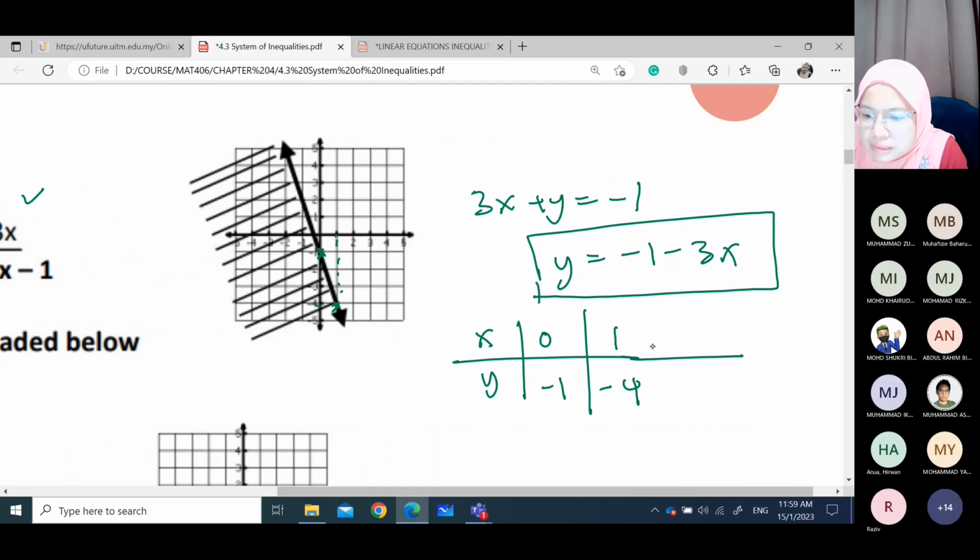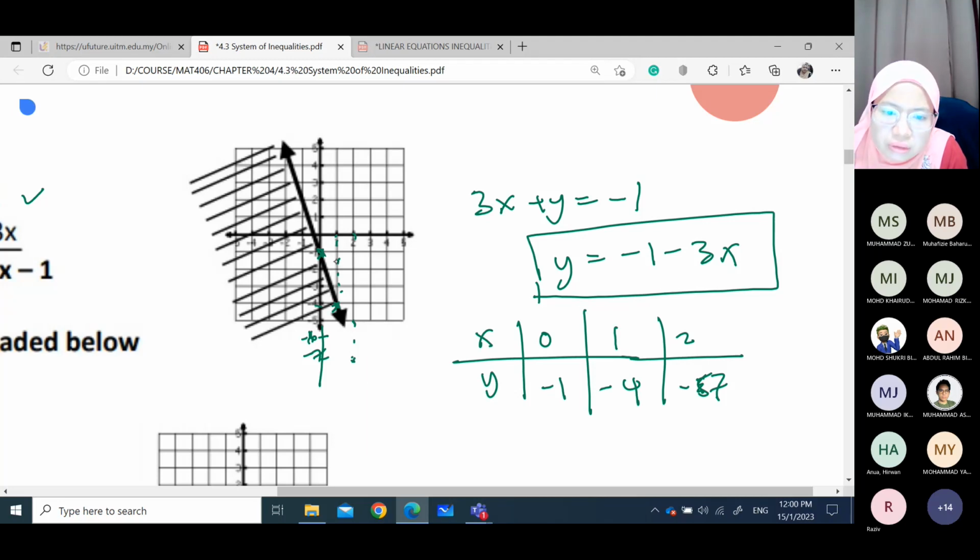Okay, right. So, next, 2. When x equals to 2, so masukkan nilai 2 dalam equation yang ini. So, we have y is negative 1 minus 6, negative 7. So, 7 bawah lagi. Okay, ni negative 6, negative 7. So, kat sini point dia. So, bila x 2, so y negative 7 dekat sini.